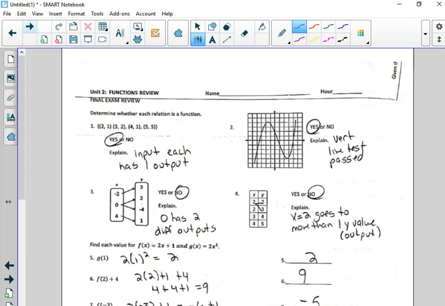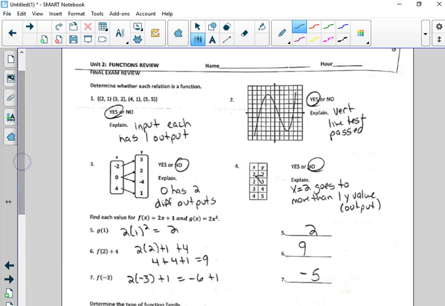Okay, Unit 2, functions. Number 1 is yes, because there's no repeats in the x. We have a 2, we have a 3, we have a 4, and we have a 5. No repeats. Number 2 is a yes. It passes the vertical line test. It only hits one place.